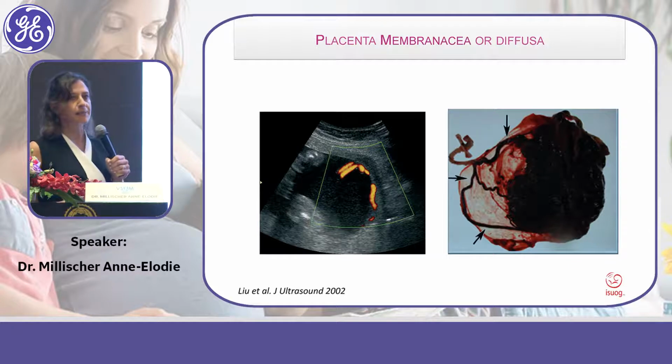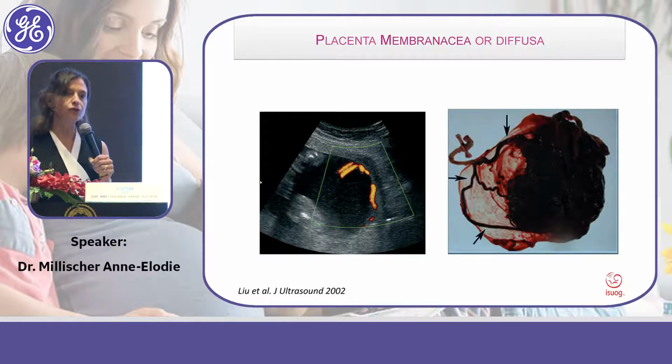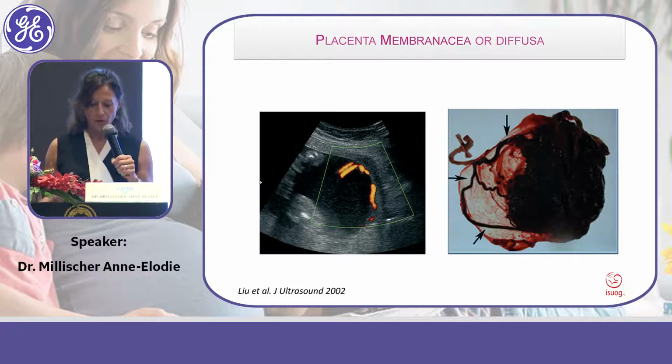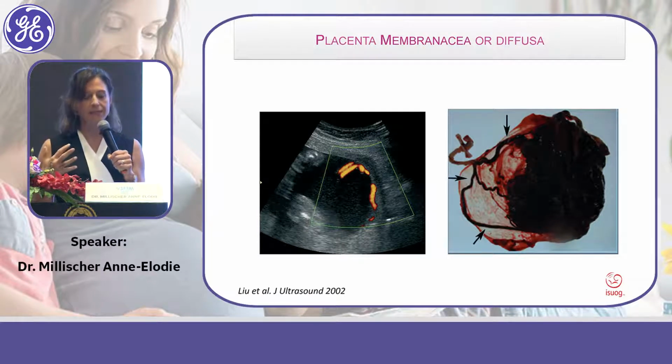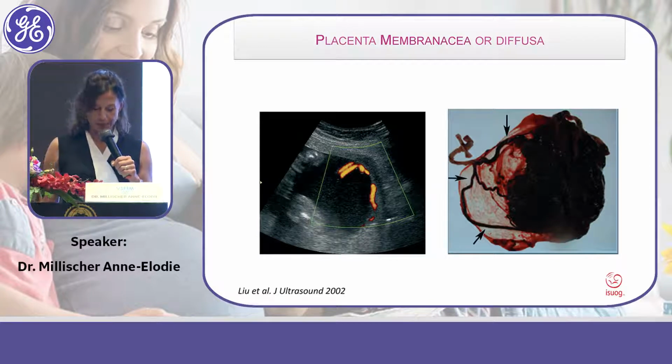So all these aspects are a variant of the normality, but we have to know this aspect to correctly describe and follow up thoroughly those pregnancies.